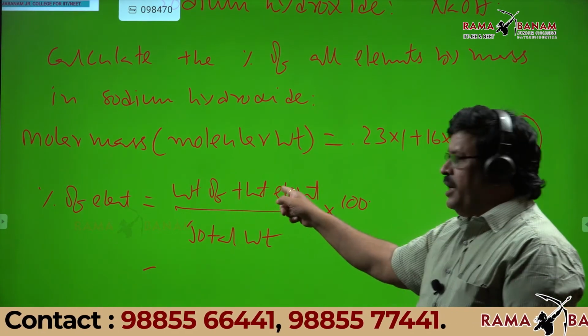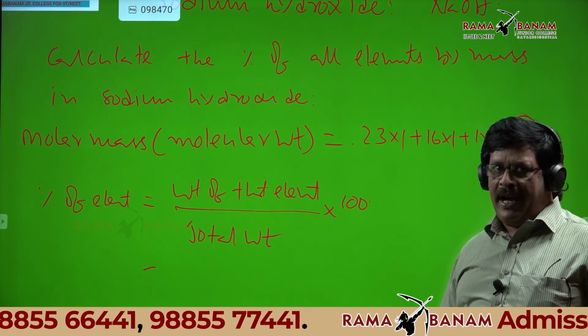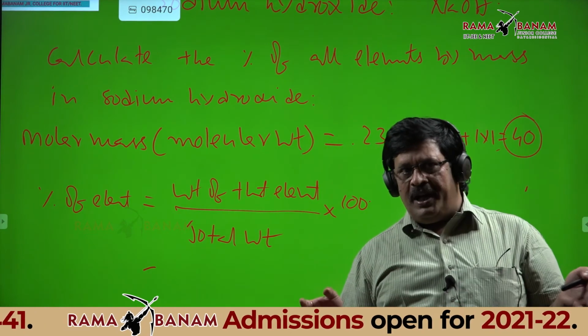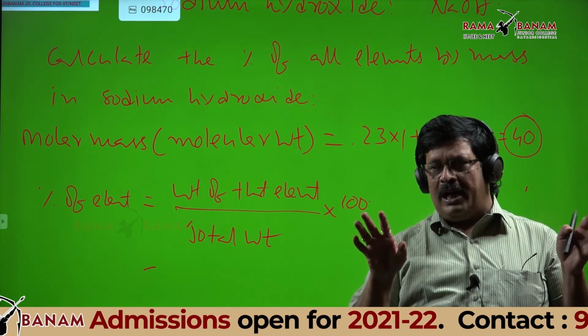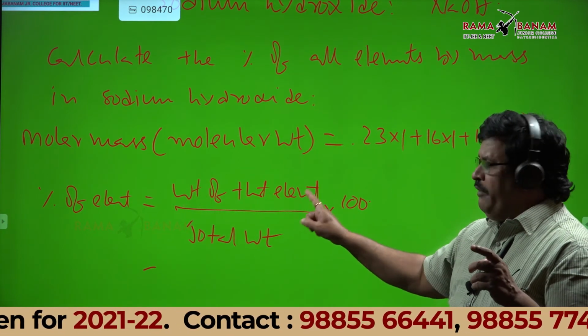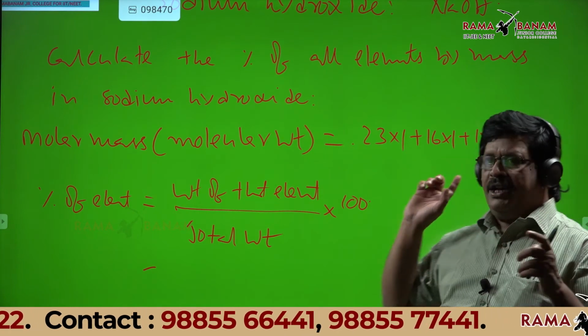23. Then the weight of... see this formula, I don't want to explain any more than this. You should be in a position to calculate. Just simply look at the board, students. Percentage of an element is equal to weight of that element by total weight into 100.